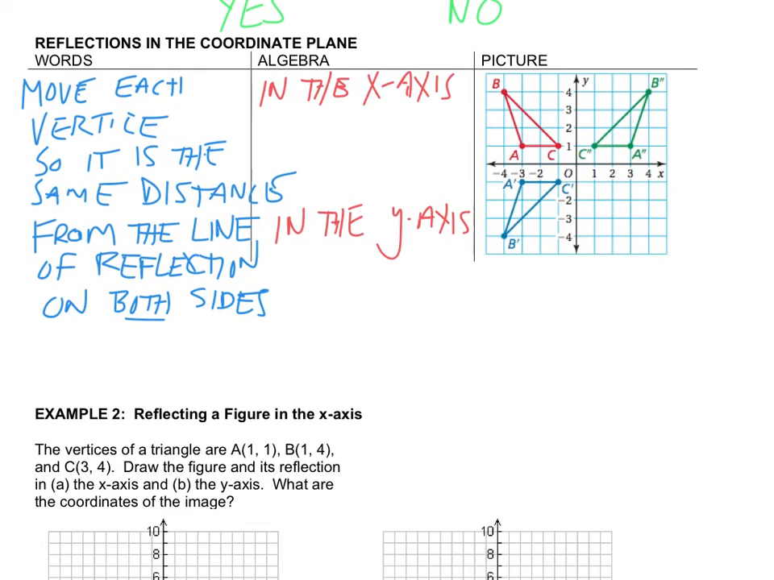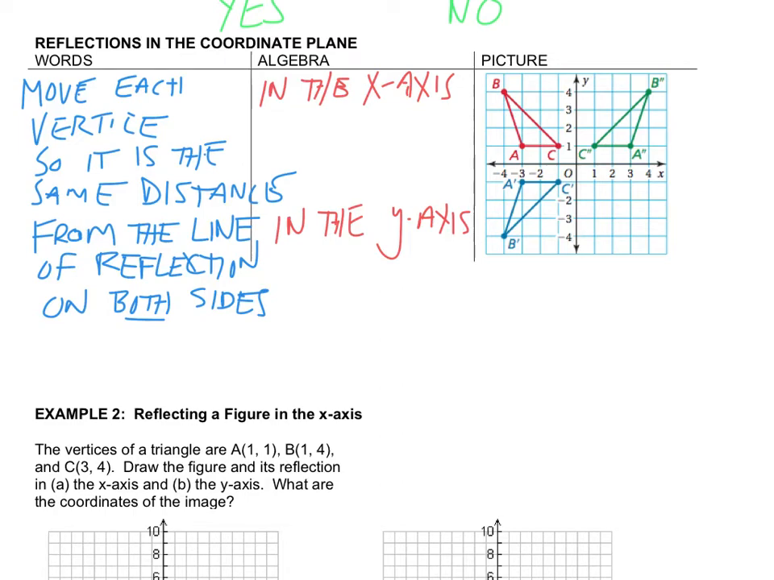Now, you will also be learning when you get to geometry at the high school how you can also reflect over any line. And you can do that over different equations. Once you've made the graph, you do the reflections. We're basically going to focus on the x-axis and the y-axis this year.